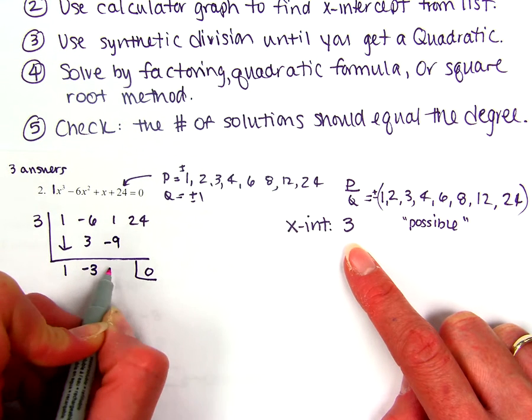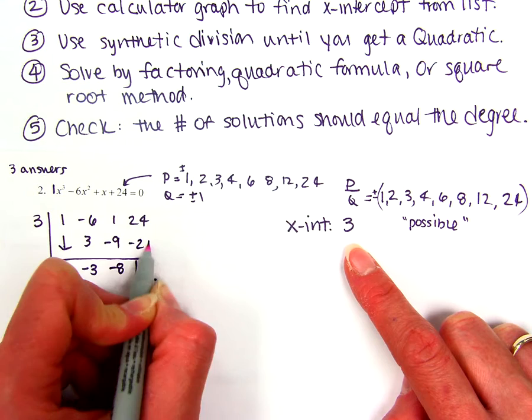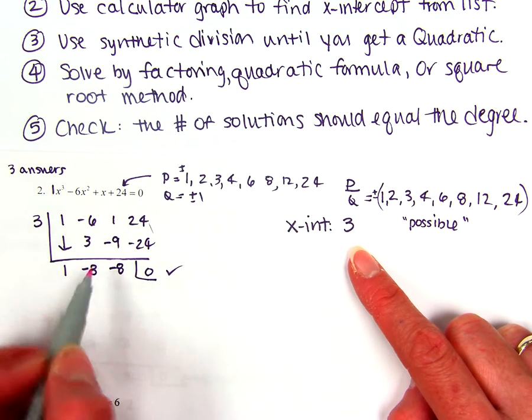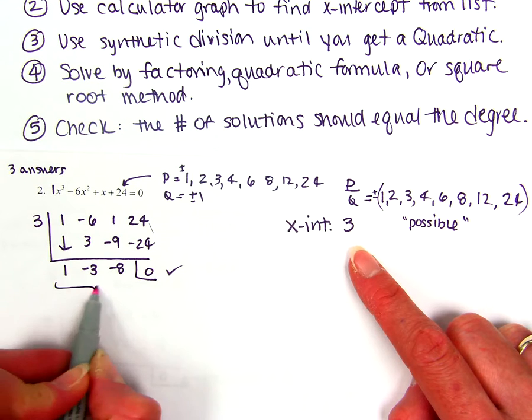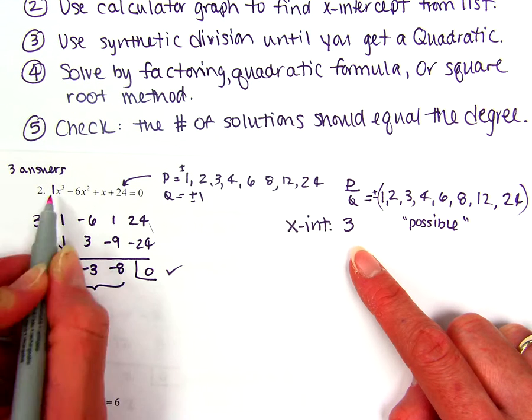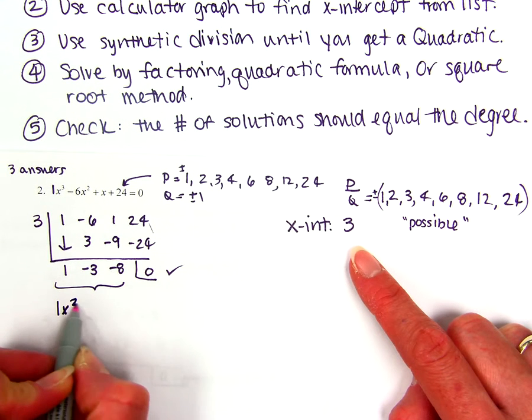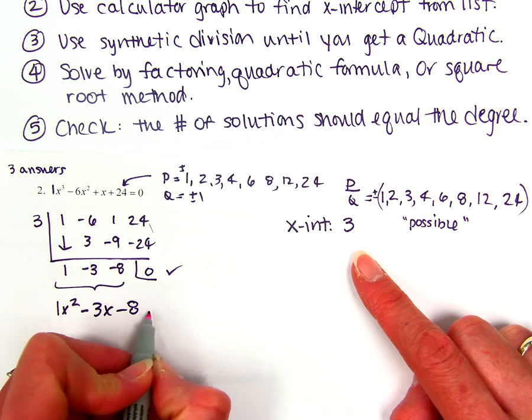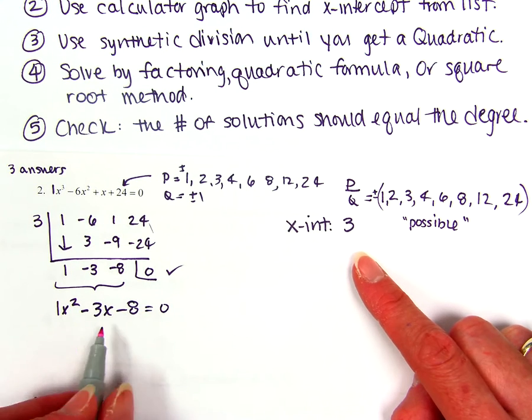Hopefully we don't do anything wrong. All right, if I multiply and add, I get 0 as my remainder. So that's perfect. Remember, if this was a cubic, these numbers represent 1 degree less. So this is 1x squared minus 3x minus 8. All right, so here's my equation. I'm going to set it equal to 0, and I need to solve.